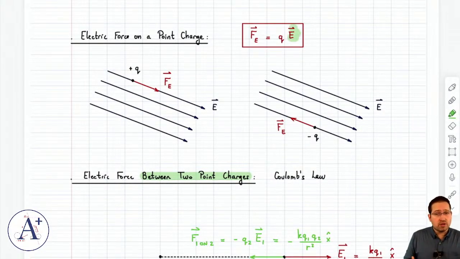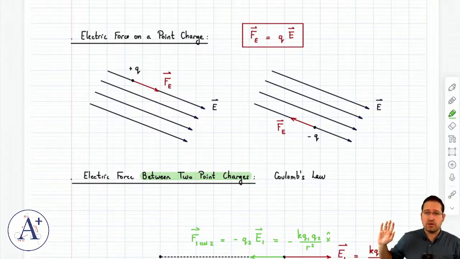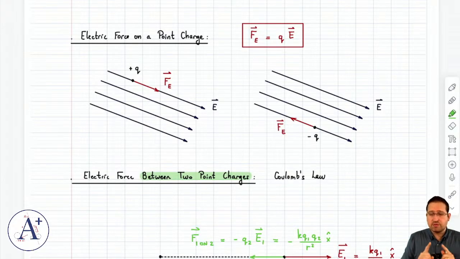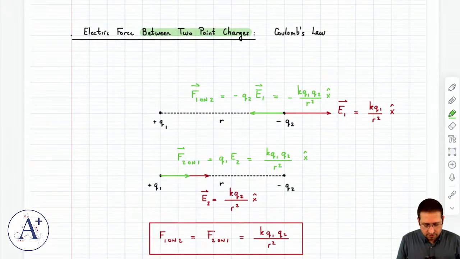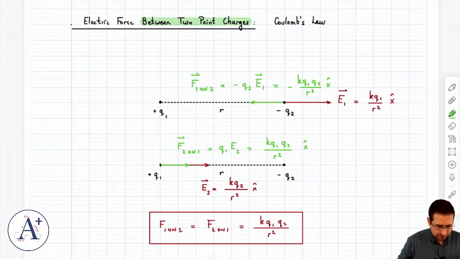Right now, we only know K Q over R squared, but it could be any other expression for the electric field if the electric field happens to be created by some other device or some other object that has charge. But if we only have point charges, and therefore E is K Q over R squared, then we get Coulomb's law between two point charges. They will attract if they're oppositely charged, repel if they're identically charged, and the magnitude of the force between them is K Q1 Q2 over R squared.